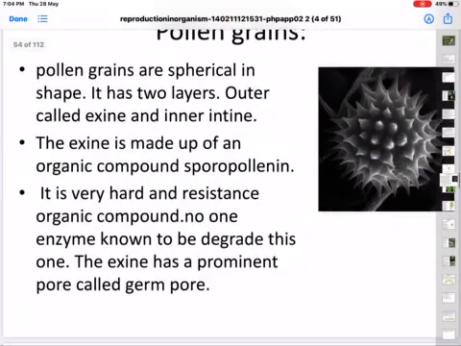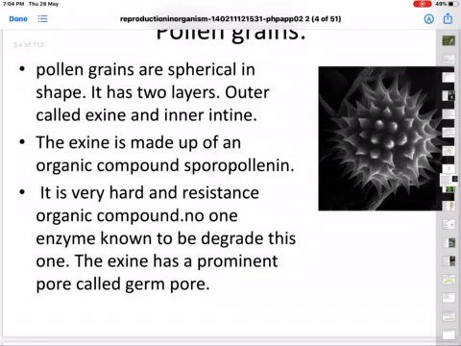Now let's see the structure of the pollen grain. A pollen grain is normally spherical in shape and has 2 layers, the outer exine and the inner intine. The exine is made up of an organic compound called sporopollenin. Please keep remembering this word, sporopollenin. Because of the presence of sporopollenin, the pollen grain is very tough. It is a very hard, resistant organic compound, and no enzyme is known to degrade it as of today.